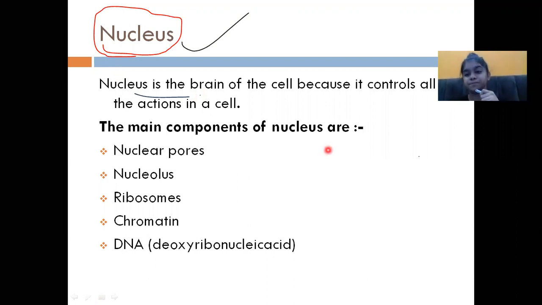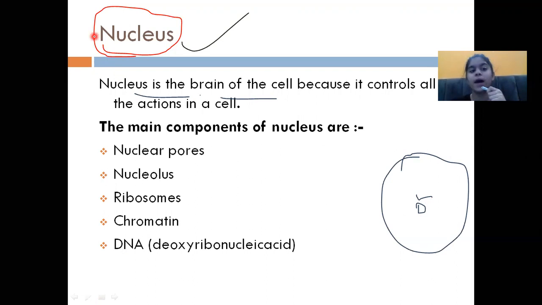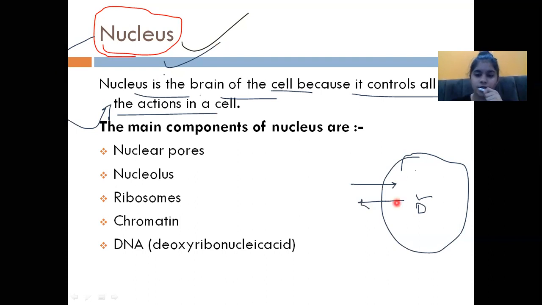Okay, first of all, the nucleus. You have a cell. The brain of the cell. That organelle which controls the whole cell is my what? Nucleus. The nucleus is the brain of the cell because it controls all the actions in a cell. Whatever has to come into the cell or go out, all of that is controlled by the nucleus.